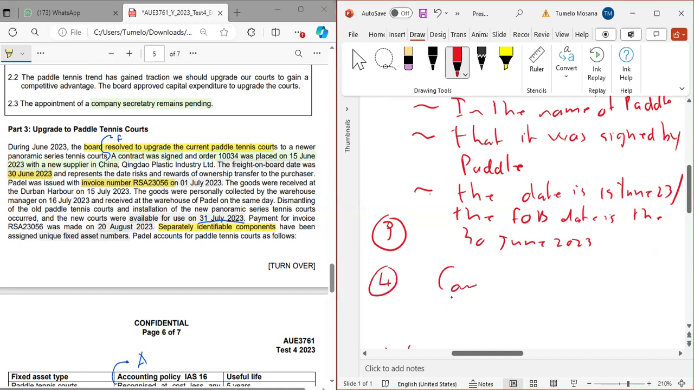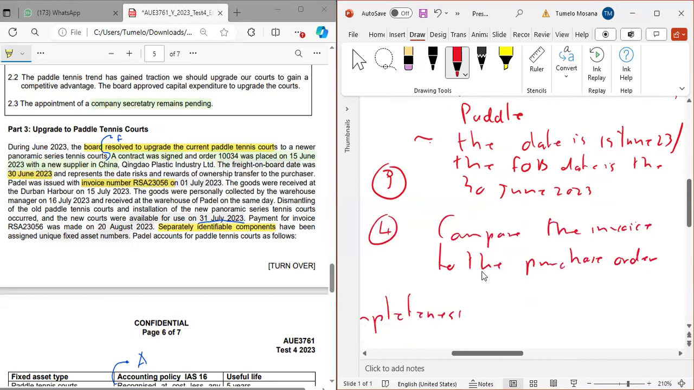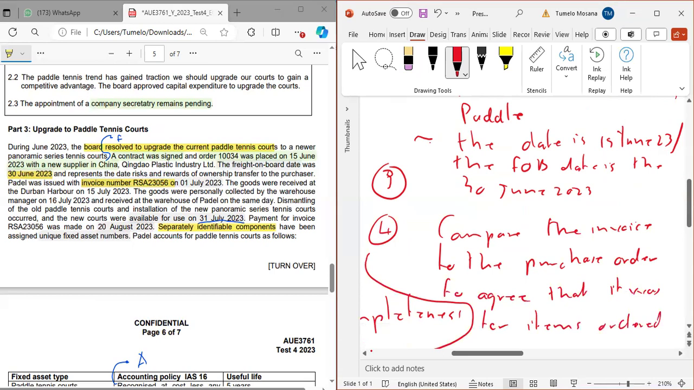So you can compare the invoice to the purchase order, to agree that it was for items ordered, right? So you can do that. So what also can you do?